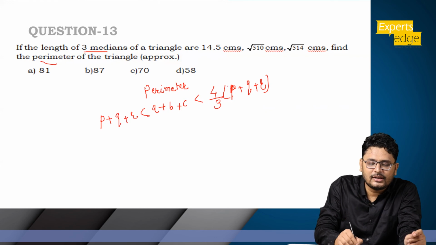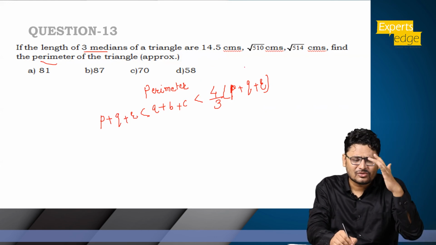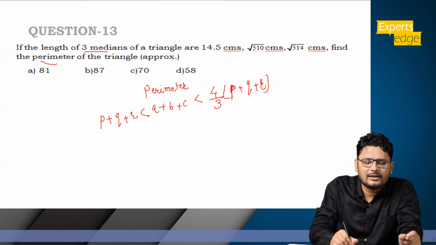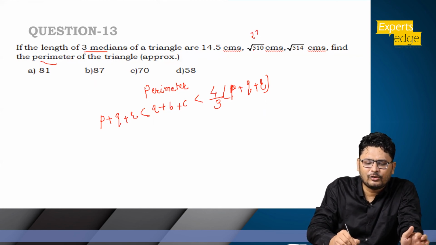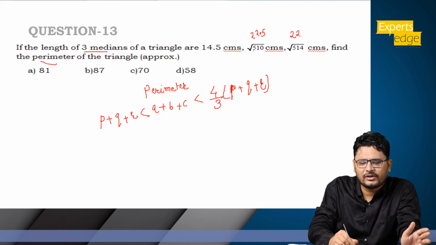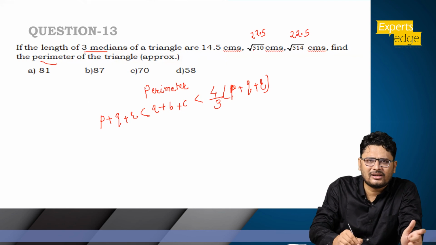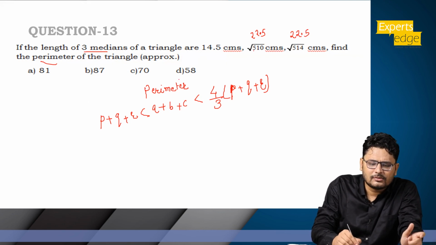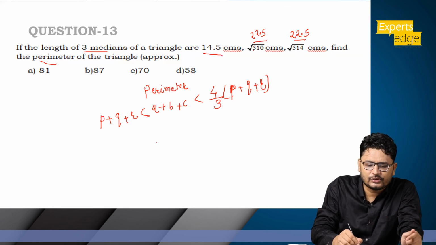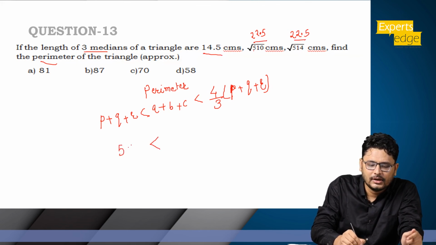So tell me what are the median lengths here. अब इसे रूट में दिया है, just go into approx point. So 510 lies between what, 22 square and 23 square. 23 square is 529, 22 square is 484. तो उसके बीच में कहीं तभी होगा. So I'll just take, let's say 22.5 approx I'm saying, right? Similarly 514 I can take 22.5, ठीक है, just for calculation sake, otherwise I can't calculate exact. So what is the minimum sum? 14.5, 22.5, 22.5. So perimeter has to be greater than 59.5, right?